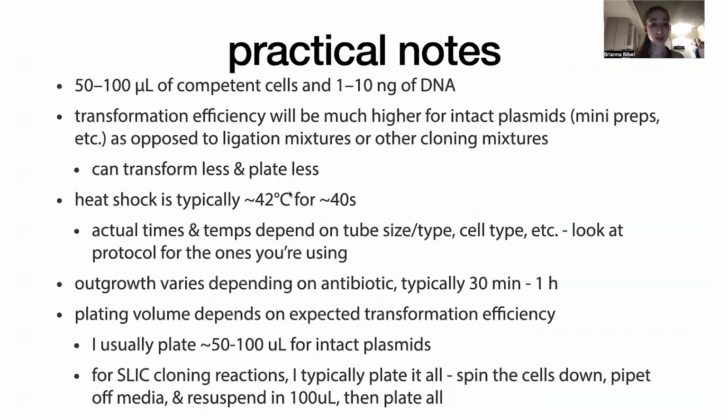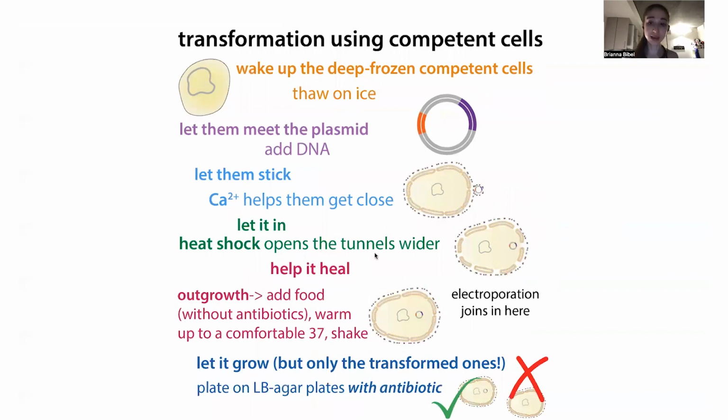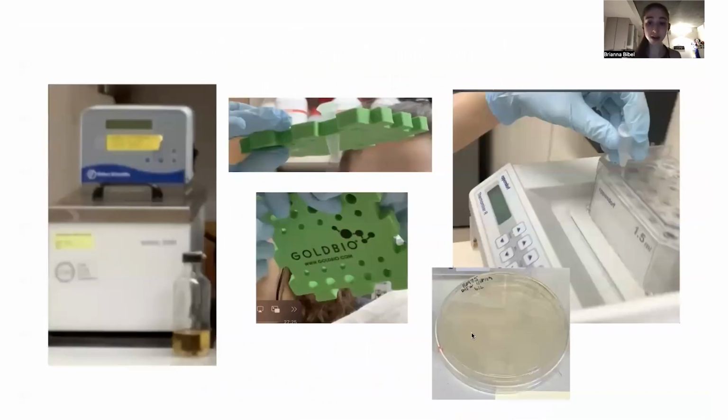Okay, so once you get through that heat shock, now you're going to move on to this outgrowth step. So what do I mean by this outgrowth? This outgrowth is basically where you're going to take those cells that have taken the DNA in, and you're going to let them heal with a little growth in the absence of the antibiotic. And so at this point, those cells that we treated with electroporation are going to join in here as well. We're going to add the media, the cell food without the antibiotic, and we're going to let it shake in this little shaker.